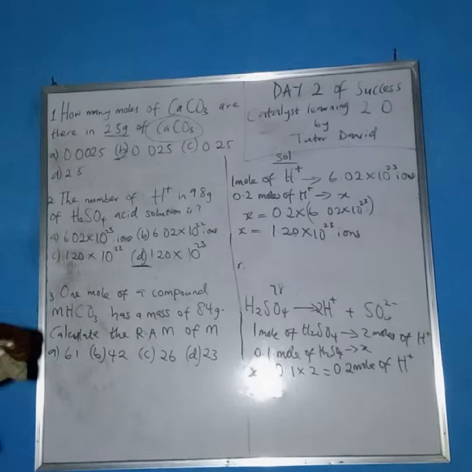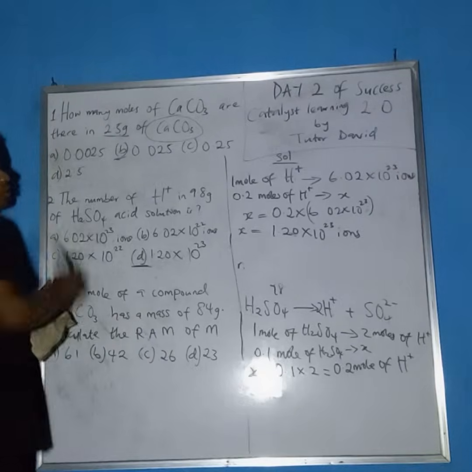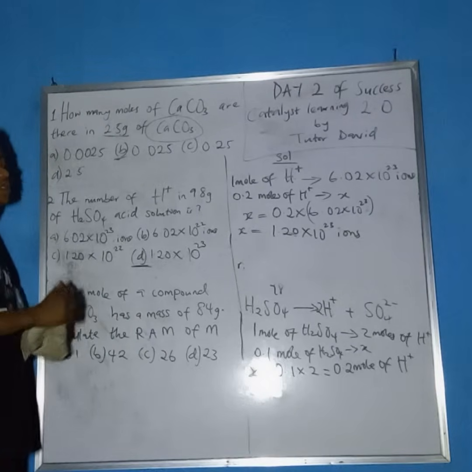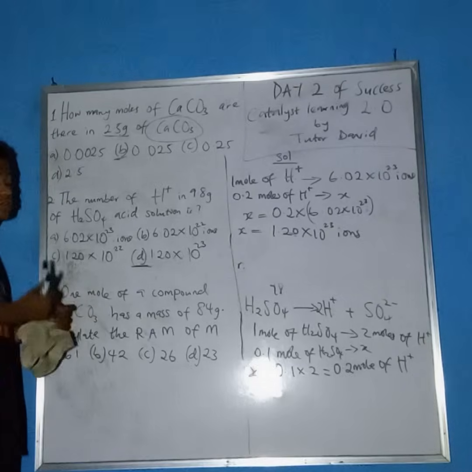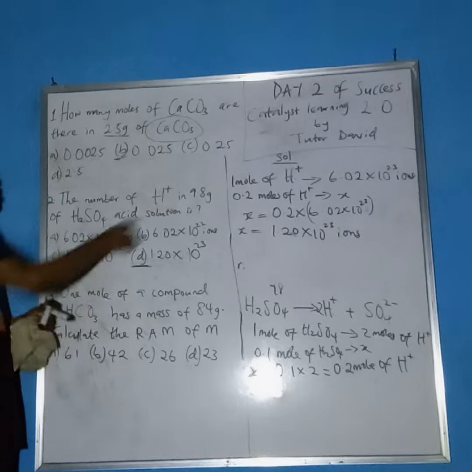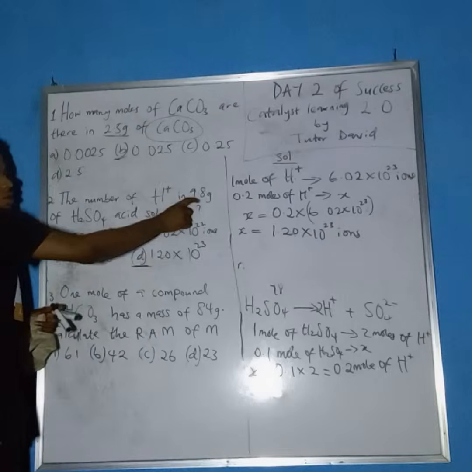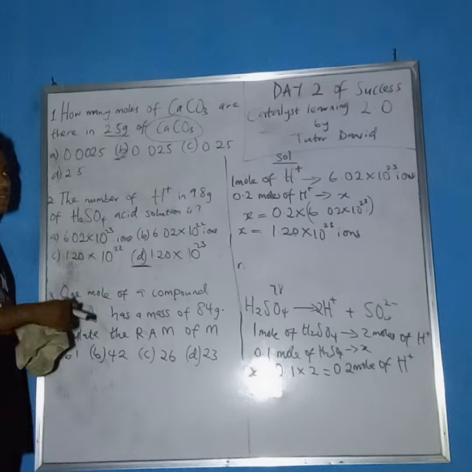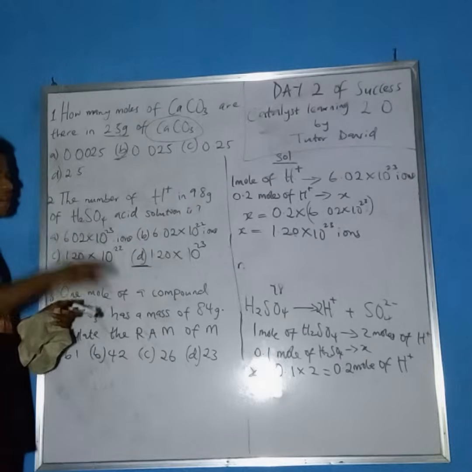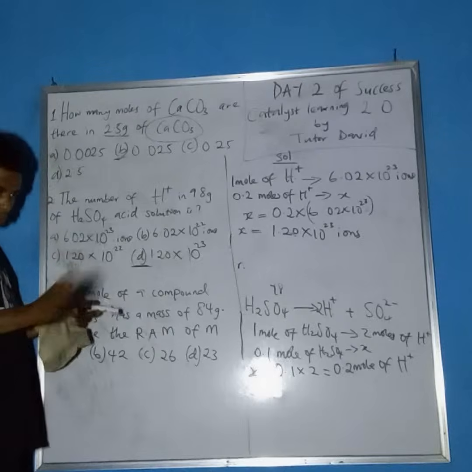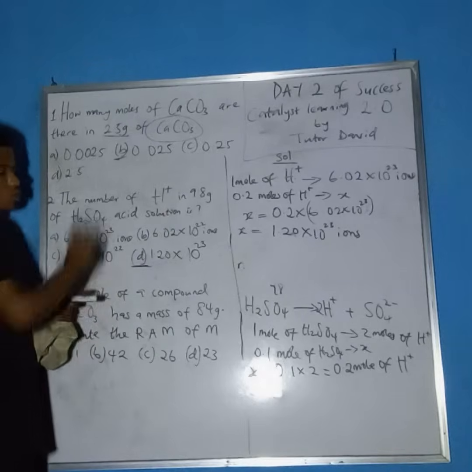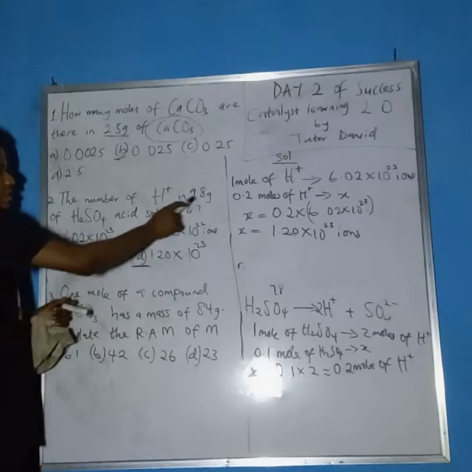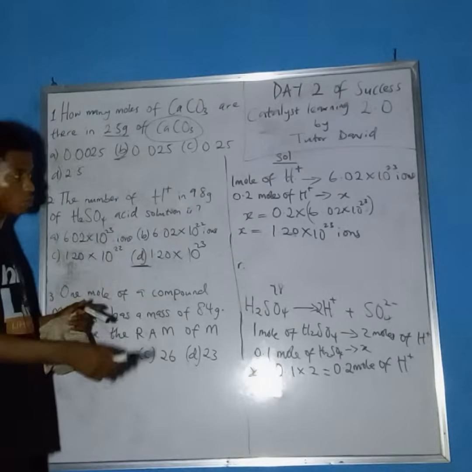So they were asking us for what? The number of hydrogen ions in 9.8 gram of hydrogen tetraoxosulfate(VI) acid solution. Right? Now, but we cannot solve. Why? Because according to our rule, 1 mole of hydrogen ions should contain 6.022 times 10 to the power 23 ions, right? But they're asking us in grams. So we have to convert this gram to number of moles so we can solve.